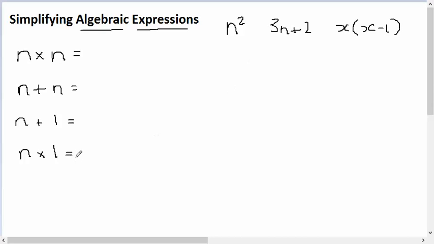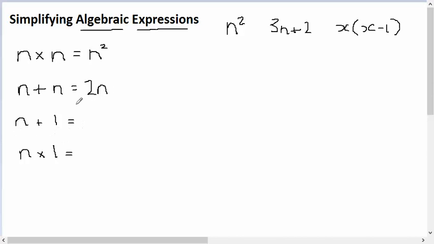Now, from that, some important things came out. We realized there are differences between each one of these different things. So n times n, you'll probably remember, is actually n squared, just like 3 times 3 is 3 squared. N plus n, that's completely different. That's 2n, double n. And of course, this means 2 times n. We just don't include the times sign in there.